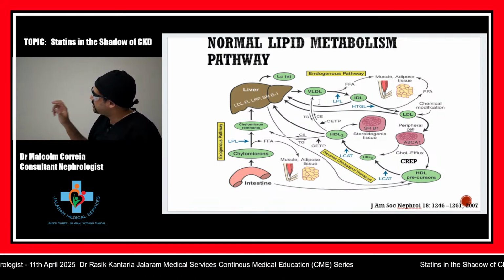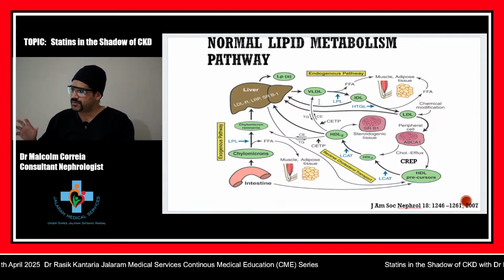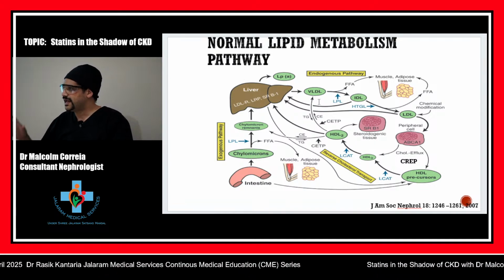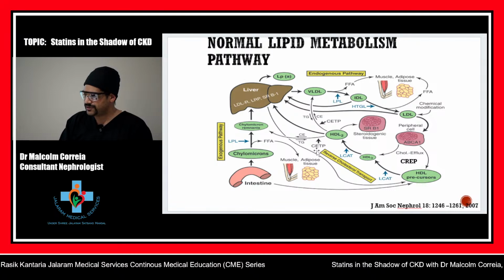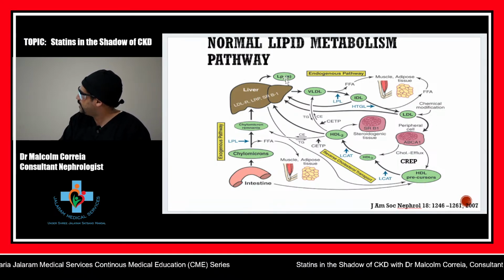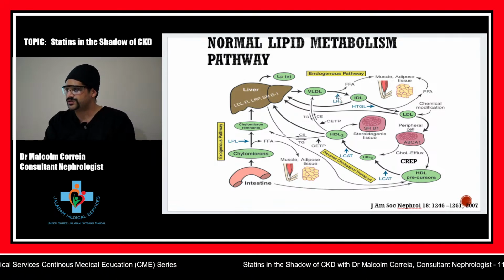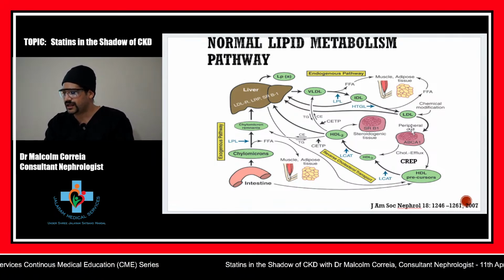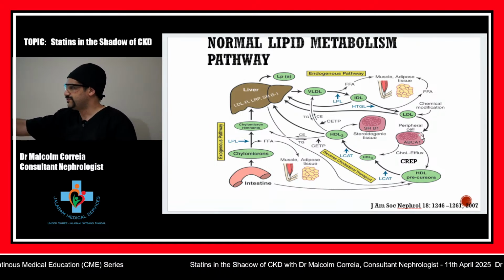LDL and all cholesterol come from two main pathways: an endogenous pathway and an exogenous pathway. The exogenous is what you take in, through the intestine, goes through the chylomicrons to the liver. On the other hand, the endogenous pathway will produce LPA and VLDL, which is then converted by the LPL enzymes to LDL, which takes the cholesterol now to the peripheral vasculature.